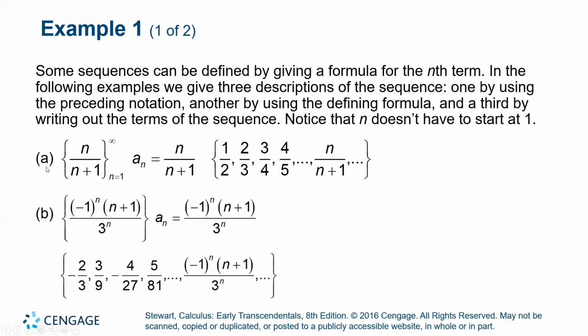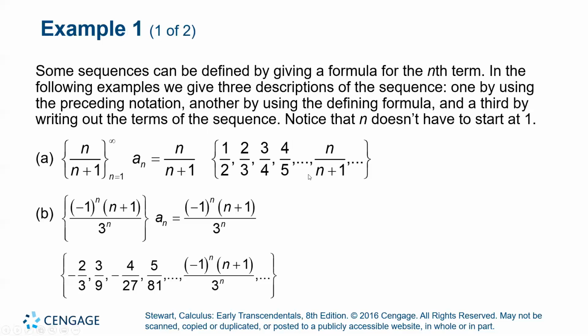In this first one, part A, we have this first version of the notation has braces, and inside the braces we have n over n plus 1. So that is meant to be a definition of how you find the various terms of the sequence. And then they're using this notation of 1 to infinity. But again, you don't have to write that. This second piece is them showing you another way to identify the sequence just by writing a_n equals n over n plus 1.